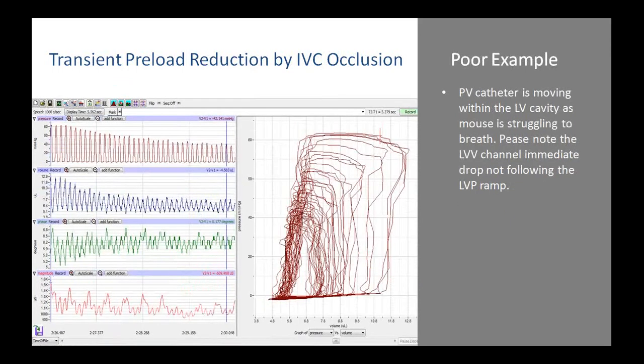On the next slide, this is transient preload reduction by IVC occlusion, another poor example. Last in this section is the example when the catheter is whipping in the chamber, so to speak. Mouse is struggling to breathe. Please make sure that your animal is ready for IVC, as this is necessary preconditioning to a good and reliable IVC occlusion. In this example, please wait for the mouse to start or improve its breathing pattern.